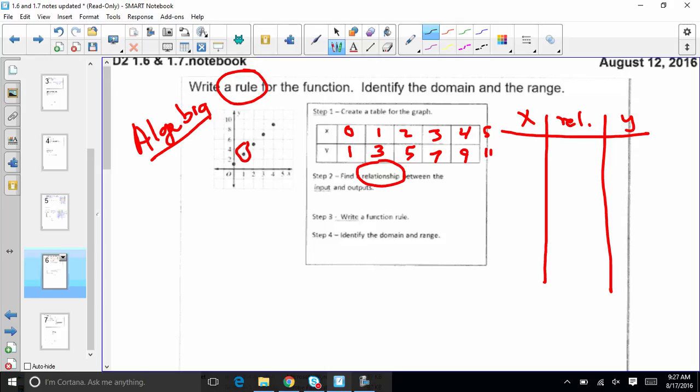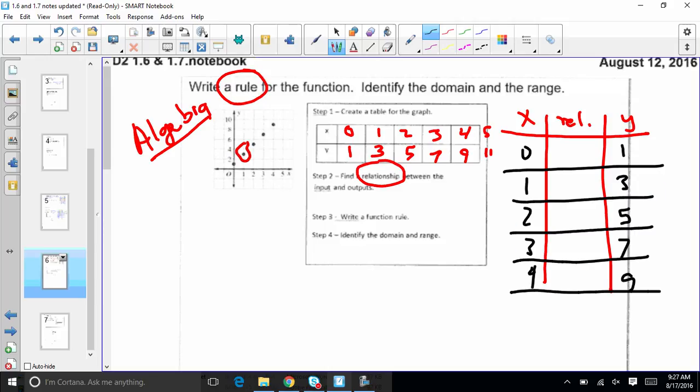So let's fill in our table. All of our domain is 0, 1, 2, 3, 4. And then our outputs, our range, that's 1, 3, 5, 7, 9. We want to find the pattern and then translate that into an equation. So when x was 0, y was 1, x was 1, y was 3, x was 2, y was 5. What is always happening here? Well, that's a tough call. We have to figure out something. We got to find the pattern.